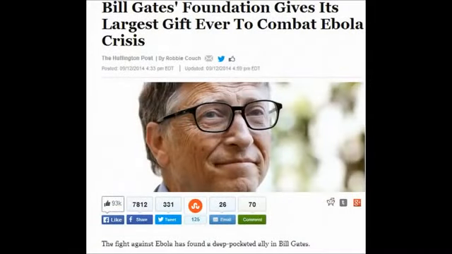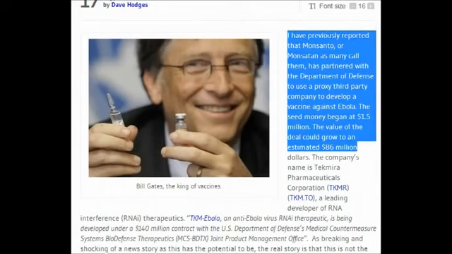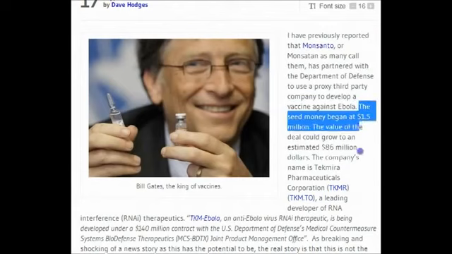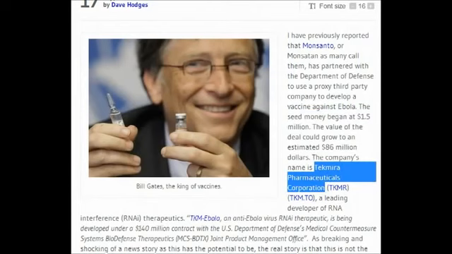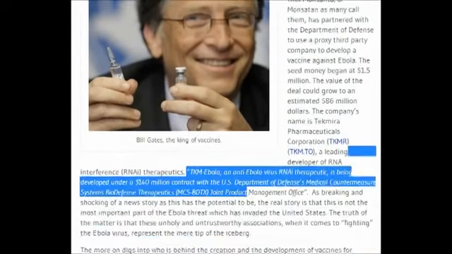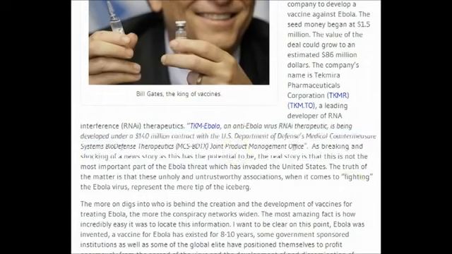There you go. Full-fledged admission that if they do a good job on vaccines, they can lower population. Now let's read this. I have previously reported that Monsanto has partnered with the Department of Defense to use a proxy third-party company to develop a vaccine against Ebola. The seed money began at $1.5 million. The value of the deal could grow to $86 million. The company's name is Tekmira Pharmaceutical Corporation, a leading developer of RNA therapeutics. TKM-Ebola, an anti-Ebola virus RNAi therapeutic, is being developed under a $140 million contract with the U.S. Department of Defense's Medical Countermeasure System Biodefense Therapeutic Joint Protection Management Office.